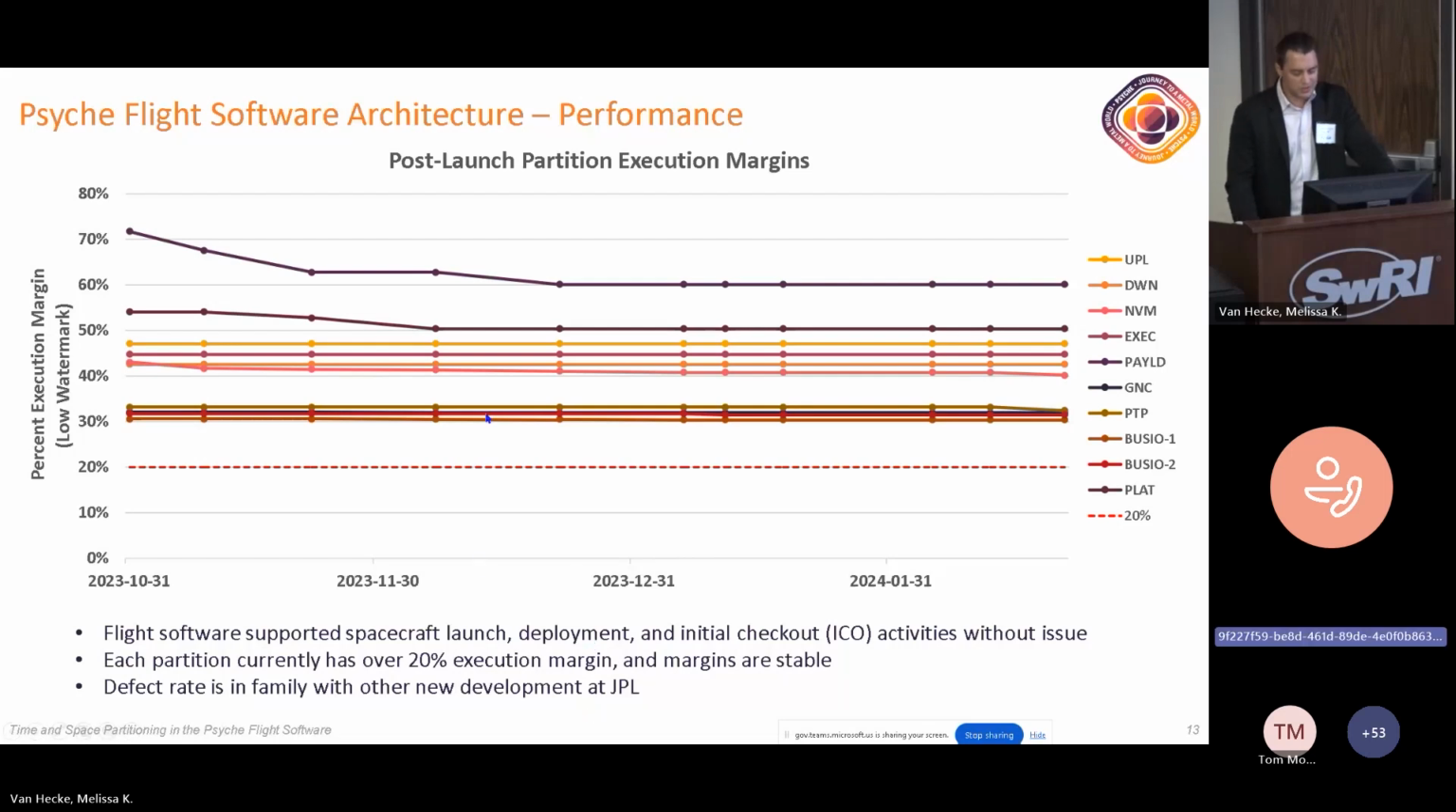And this is a plot of the execution margin in each of our partitions. So you can see a couple of things. One, we have a lot of margin, right? We have like 30% margin or more in every partition. And for the past few months, these watermarks have been very, very stable, meaning that we really don't have a risk of a time partition fault. So we were able to manage that execution time variability and have enough margin.